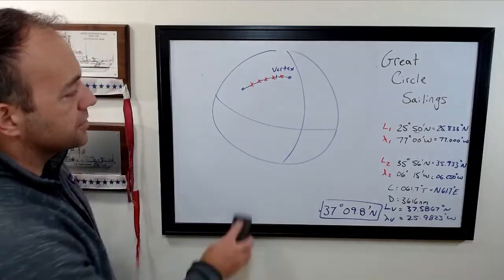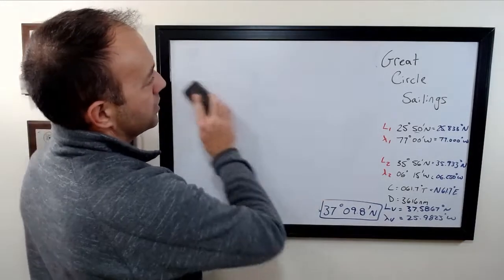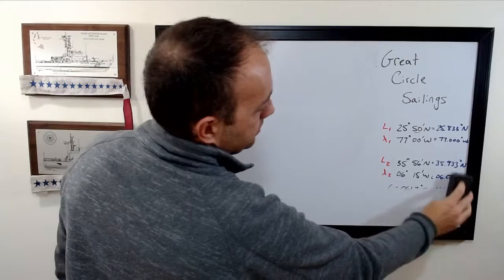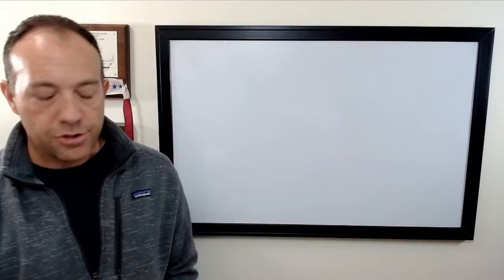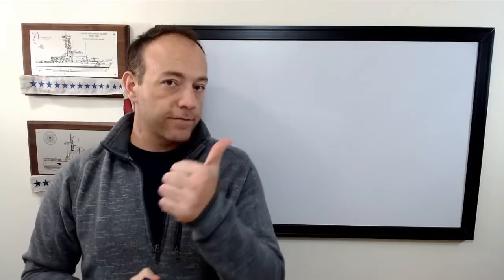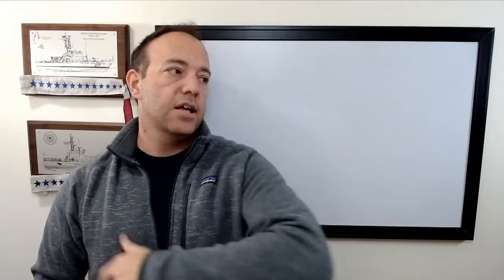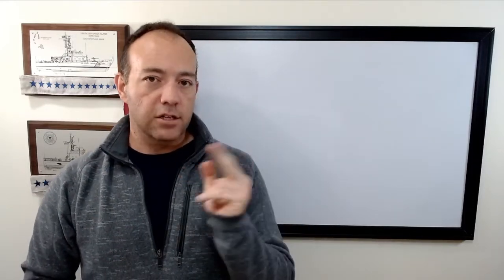All right, let's do one more problem here. Same kind of thing, great circle sailing. And this is the last type of great circle sailing question you can see on a Coast Guard exam. They can ask you the latitude of the vertex, the longitude of the vertex, the latitude of any point along the route, or these last two things, which is the course and distance.